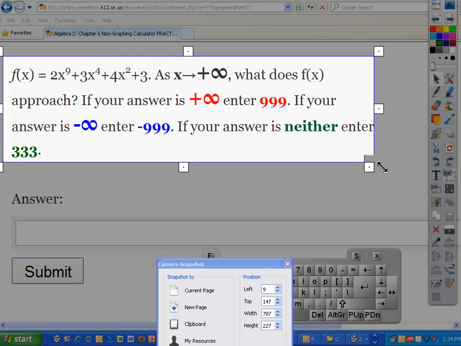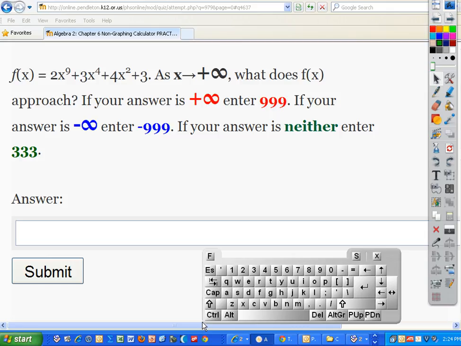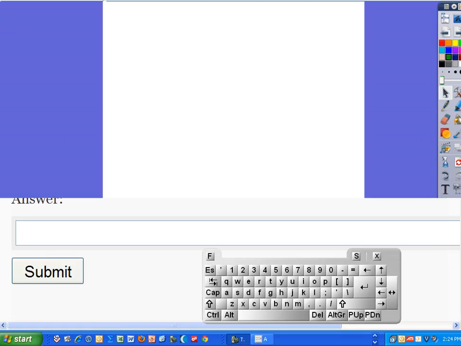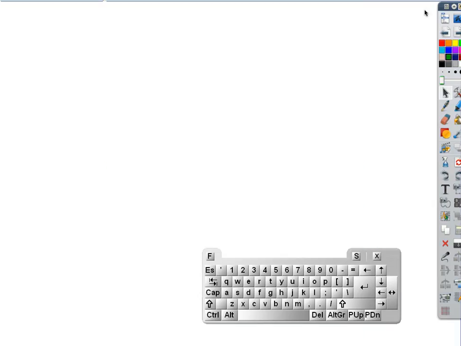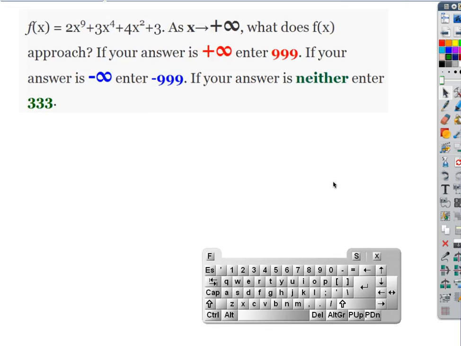Okay, so here's what we know about these now. Well, think what we're asking. They're giving you a function f of x, and they're saying as x approaches positive infinity. Now, you could just as easily say negative infinity there. This one happens to be positive. They're asking what does the function approach? Does it approach positive infinity? If so, enter 999. Does it approach negative infinity? If so, enter negative 999. Or neither. Okay, now we know it's going to be positive, isn't it?